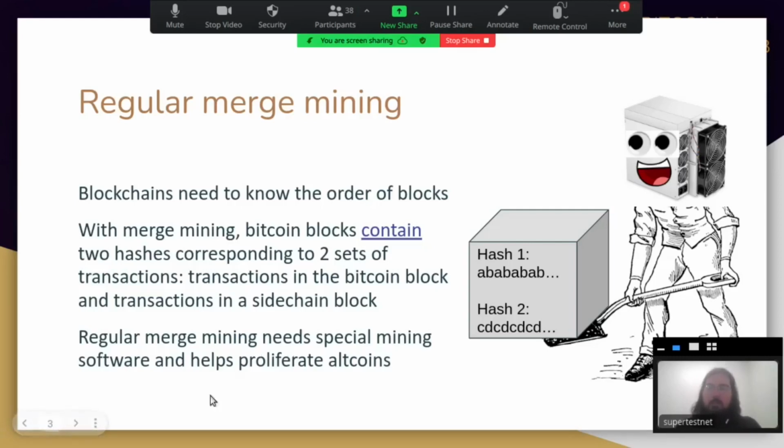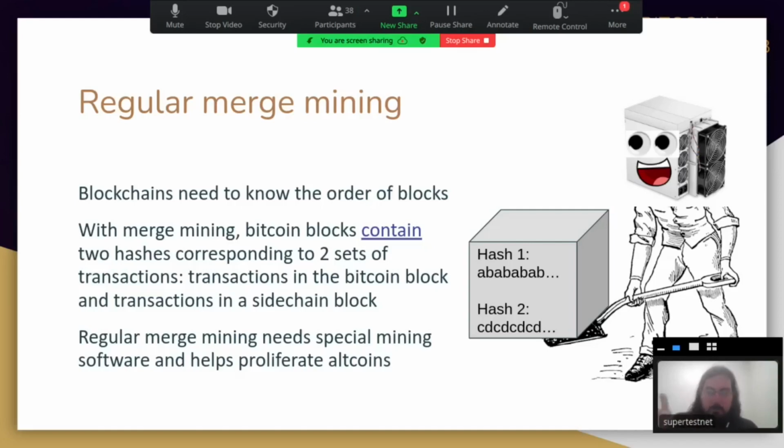And the other thing is it helps proliferate altcoins, because when you create these transactions on this alternative blockchain, those need to pay fees with something. And this other blockchain is not a Bitcoin blockchain, so it doesn't have Bitcoin on it. And thus you have to create some alternative token to pay fees to make those transactions and to pay miners for doing this for you. So the two problems with merge mining are it needs special software and it helps proliferate altcoins.